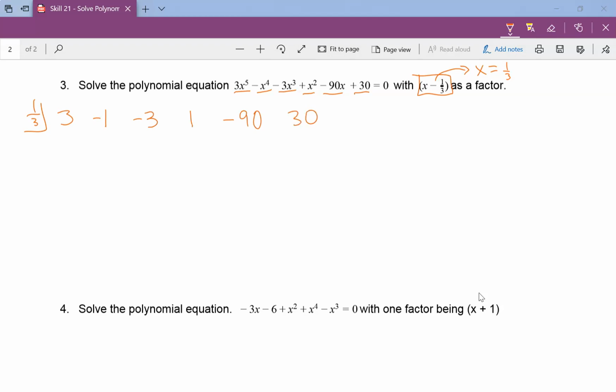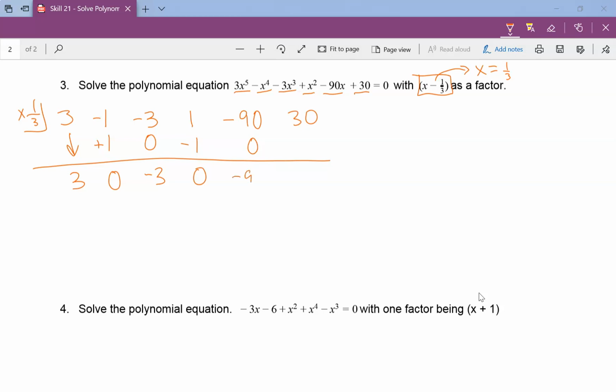And here we go. All right, so looking at what we have now, we're going to bring down this 3. 3 times a third. When you're multiplying by a third, another way to do this is divide by 3. Okay? So 3 divided by 3 is going to be 1. 0 times a third, or divided by 3, is 0. Negative 3 times a third is negative 1.